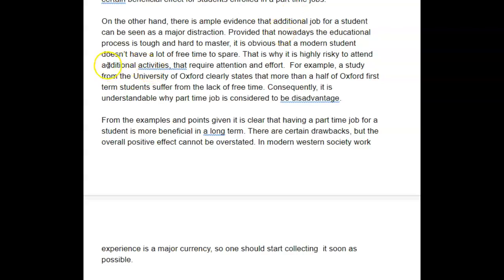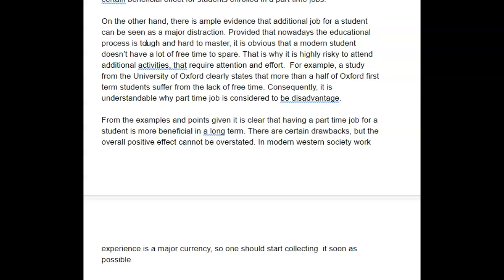First of all, we never use contractions in IELTS essays, ever, because it's informal. We don't want to use any informal language. Speaking of informal language, "tough" feels rather informal. You could say "difficult." That's a better word. "That is why it is highly risky" doesn't work together. That's not a collocation that works. So, "it is a great risk." That works. So it is a great risk to attend additional activities, no comma, that require attention and effort.